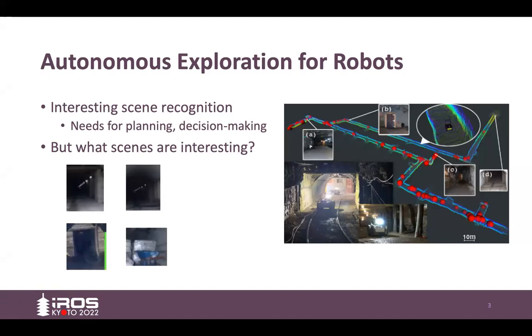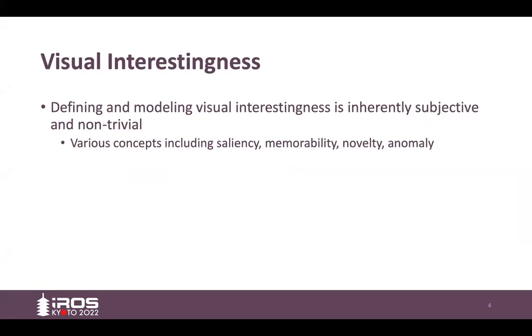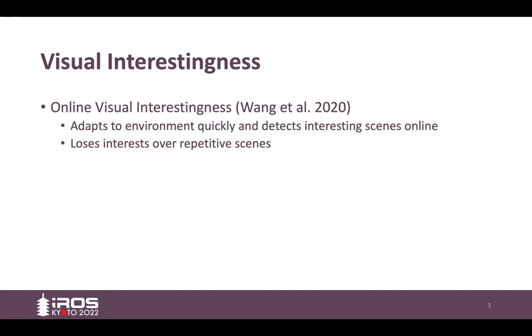The two images above are not interesting, and the two images below are quite interesting to the robots. There have been various works that try to define and model visual interestingness, but the concept of visual interestingness is inherently subjective and non-trivial. Various works try to model it, including saliency, memorability, novelty, and anomaly.